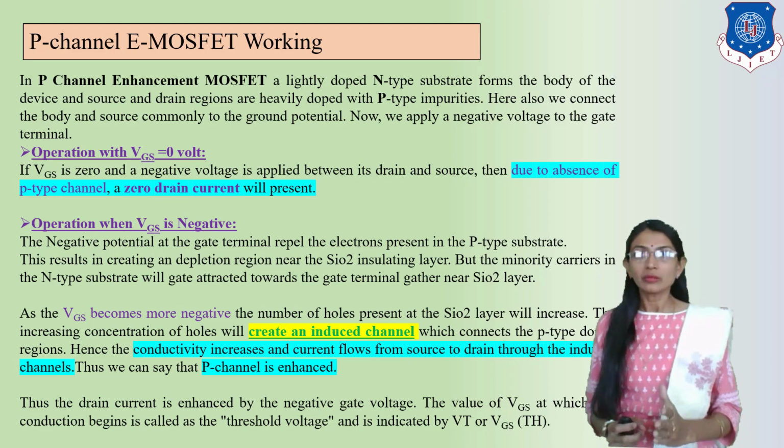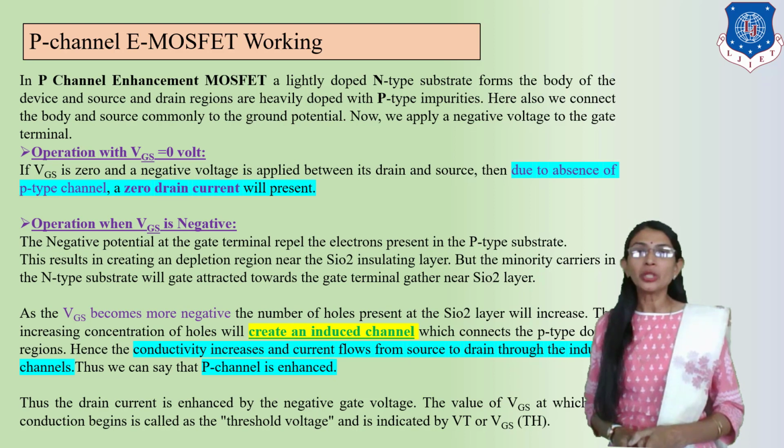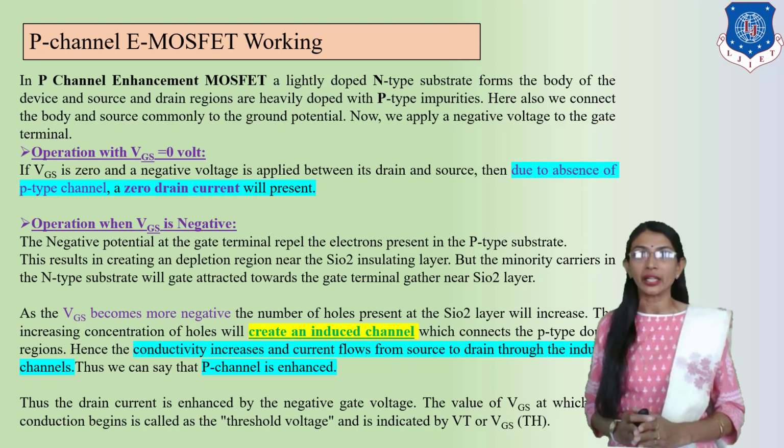More and more holes will be created, so the current will flow due to the holes, right? And conductivity will be increased so that ID, the drain current, will also increase, so that we can draw, according to this working, two characteristics. One characteristic is the input characteristic, that means current versus input voltage, and another is the output characteristic, that is also current versus output voltage.